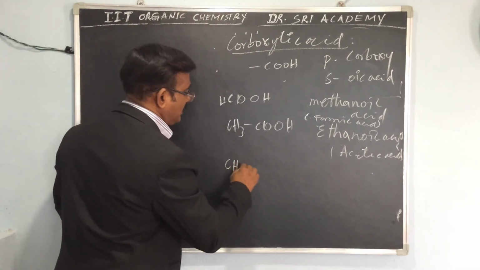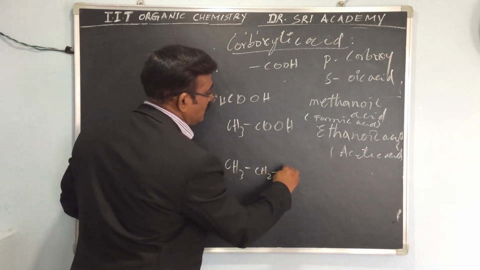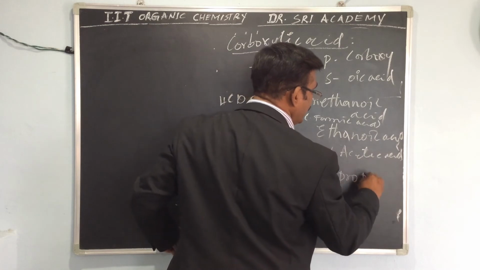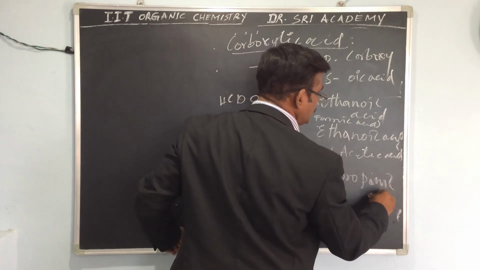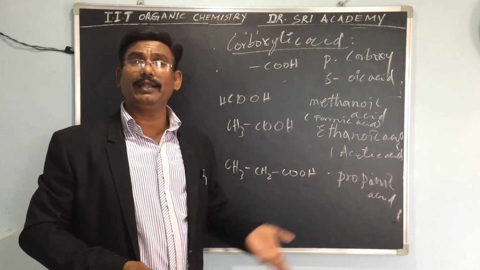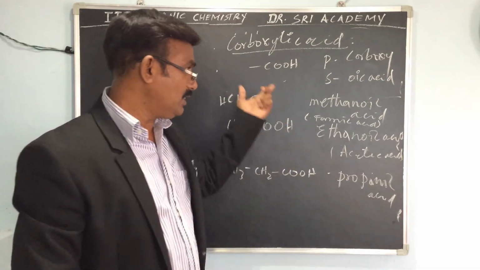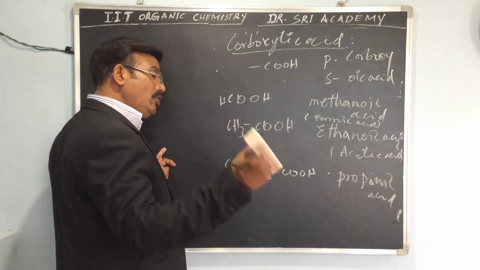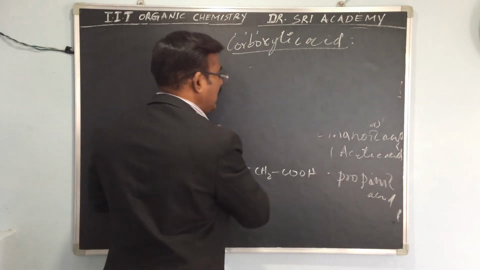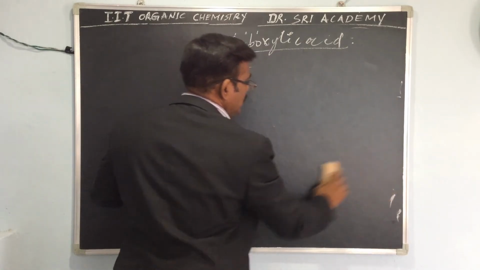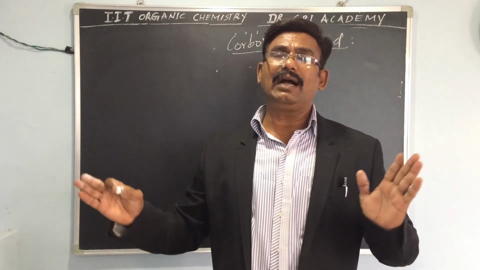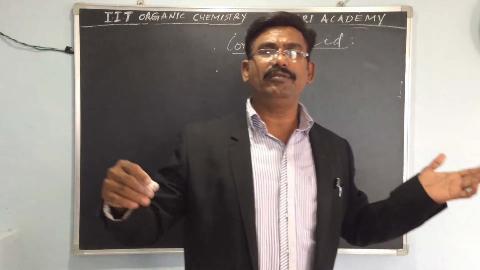Propanoic acid, CH3-CH2-COOH. That is propanoic acid. You have to know continuously up to decane: propanoic acid, butanoic acid, pentanoic acid, hexanoic acid. Now see the cyclic compounds. In cyclic carboxylic acid, one cyclic compound containing the chain, how can you give the naming?